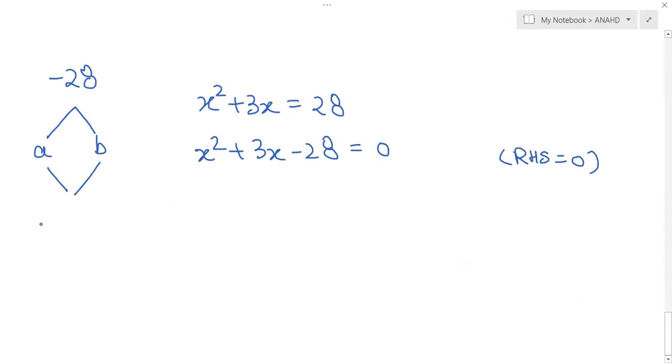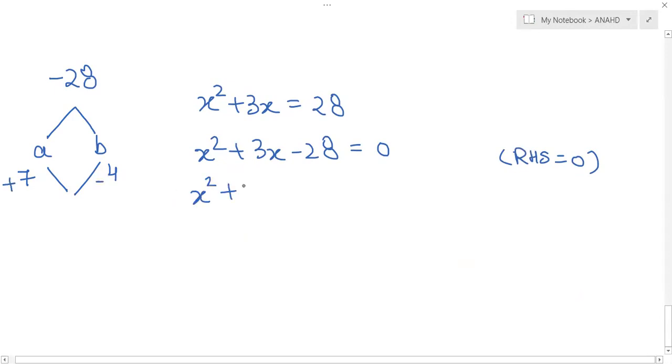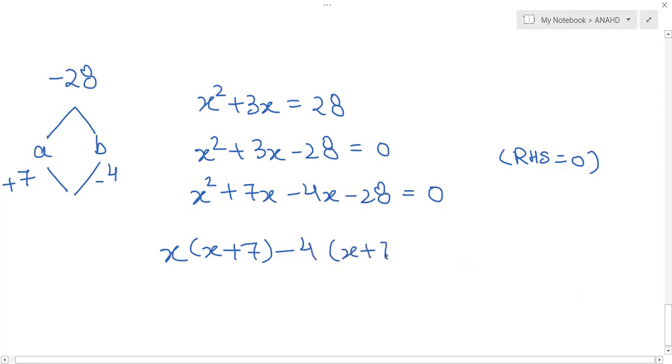So which numbers give me 28? The two numbers that give me 28 are 7 and 4. Since 3 is plus, we take plus 7 and minus 4. So the equation becomes x squared plus 7x minus 4x minus 28 equals 0. That goes to x(x plus 7) minus 4(x plus 7) equals 0, so (x plus 7)(x minus 4). Basically, we got the two products.